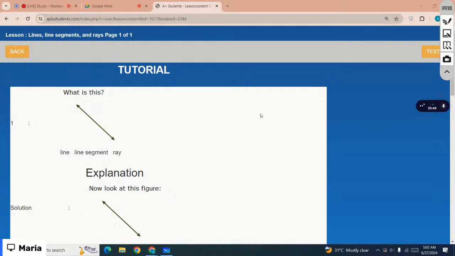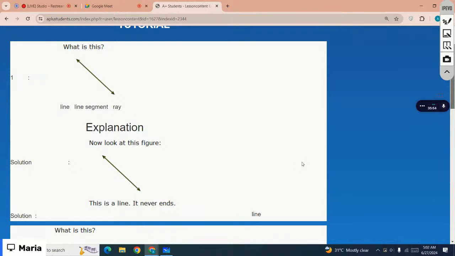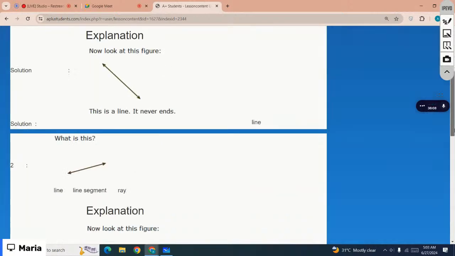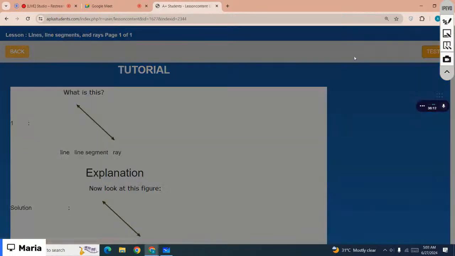So what is this, line, line segment, or ray? That is a line, right? You have an arrow on both the ends. That means it can be extended on any side, right? So it never ends. That is a line. Got it? What is this? Again, that's a line. Let's just start with the test questions.